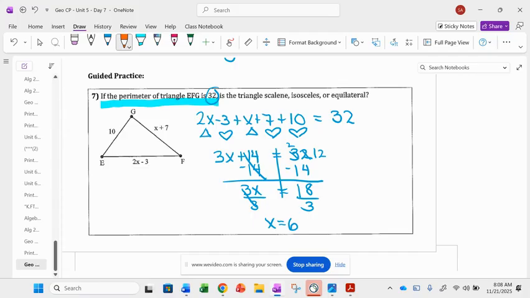Now that I got that x is 6, now I can plug in. So we're going to have 2 times 6 minus 3. So this is 12 minus 3, so this is 9. And then I have 6 plus 7, which is 13. And the last side was given to us as 10. So if one side is 10, one side is 13, one side is 15, is this triangle scalene, isosceles, or equilateral? Which one? Scalene.